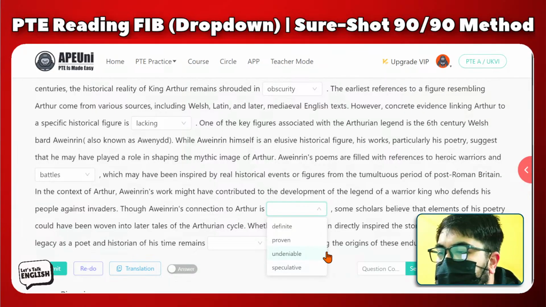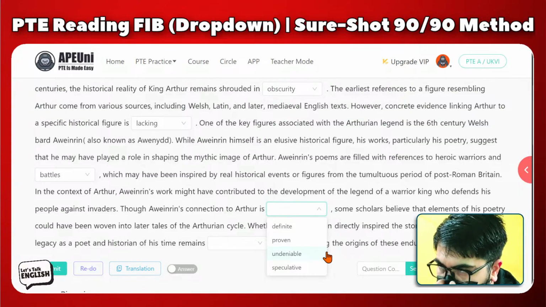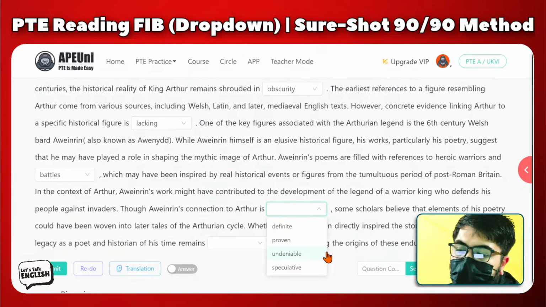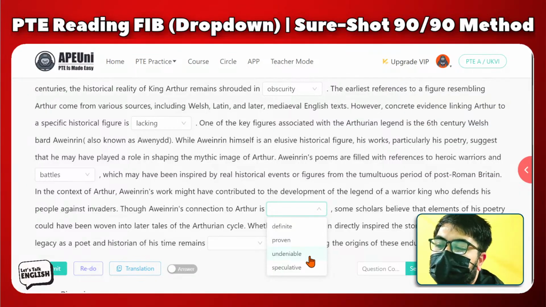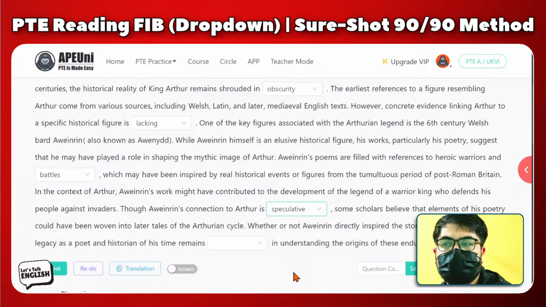See, definite, there is no clarity. Proven, there is no clarity. So, undeniable and speculative. Between undeniable and speculative, they are just figuring out how it was. So, they're not giving any conclusion, any concrete answer. So, therefore, I would choose speculative because it's still whether yes, whether no, we don't know. Okay.